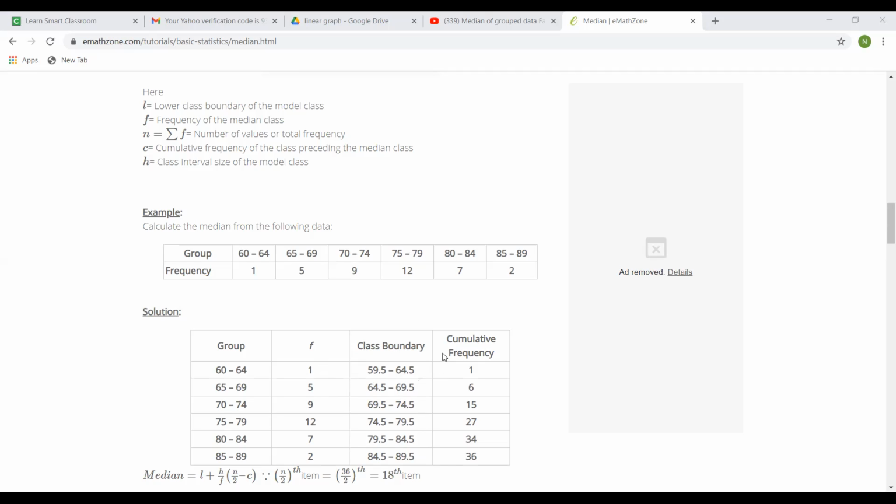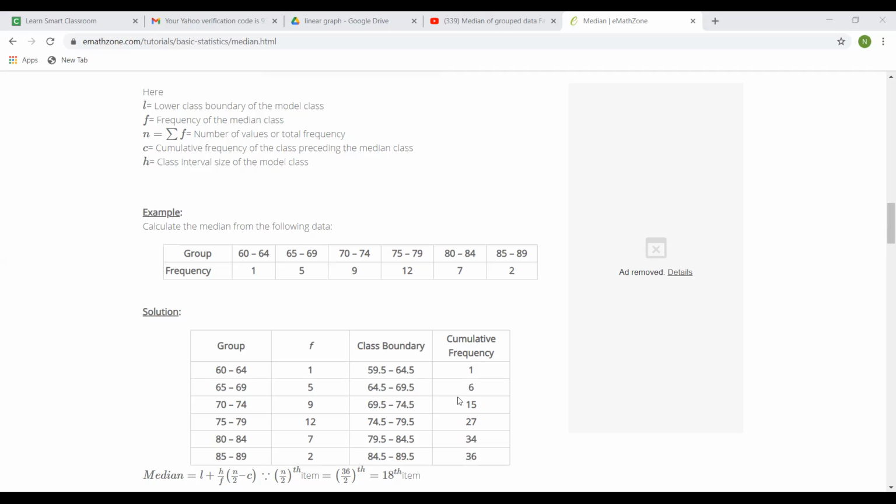What is the meaning of cumulative frequency? Cumulative frequency means how many values are covered from class 1 till class 3, class 1 till class 4. So if there are 36 values, that means 1 plus 5 plus 9 plus 12 plus 7 plus 2 equals 36. The data was collected from 36 values, which they have taken for finding the median of the data. The 36 is the total number of observations.